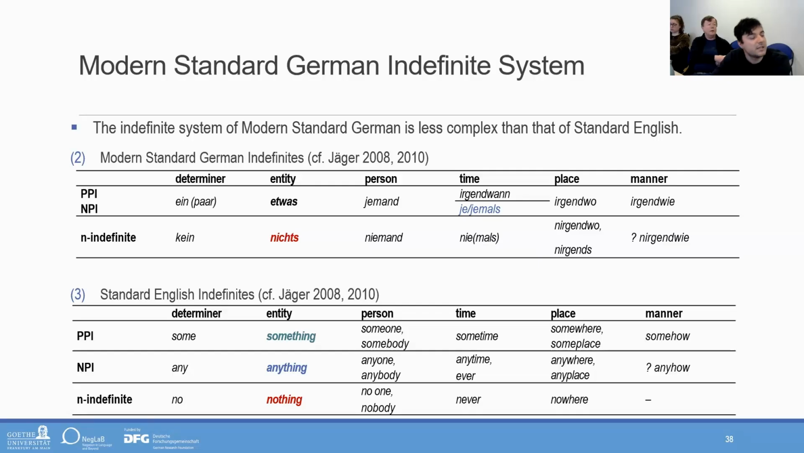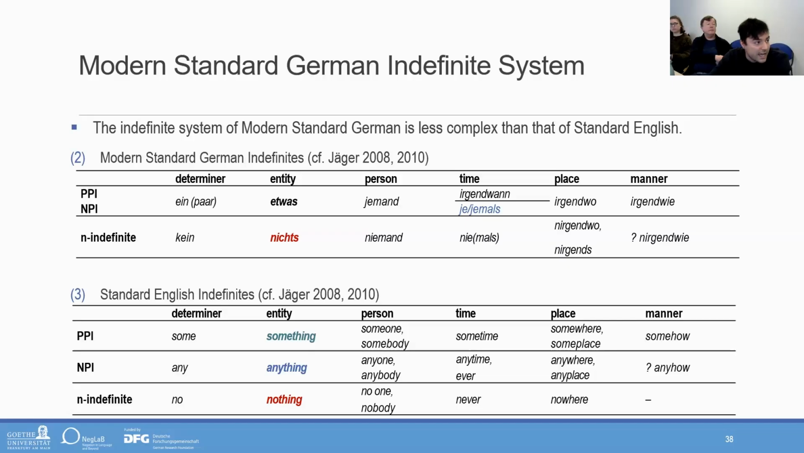If we take, for example, the indefinite pronoun for entities, we can see that we have a negative one in German, nichts, and a non-negative one, etwas, that can be used in all other non-negative contexts, regardless of their NPI, PPI features.